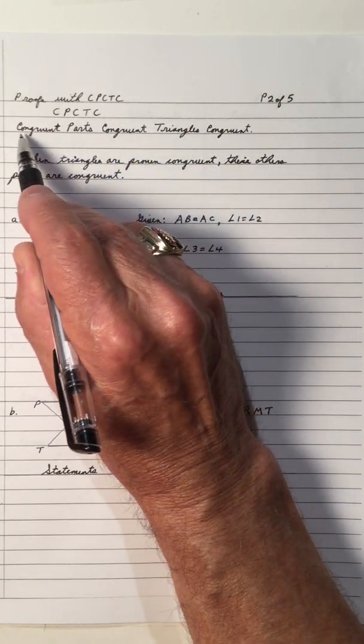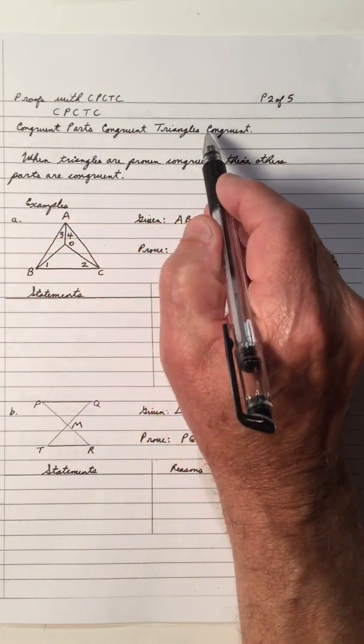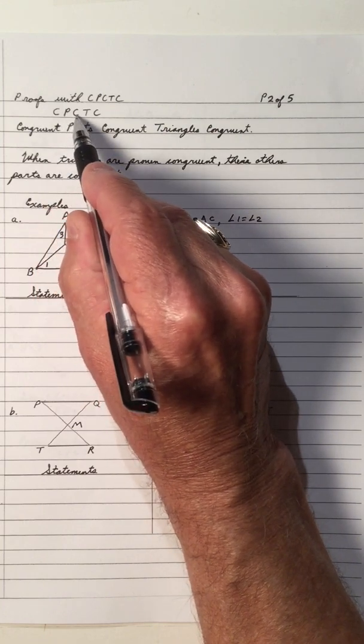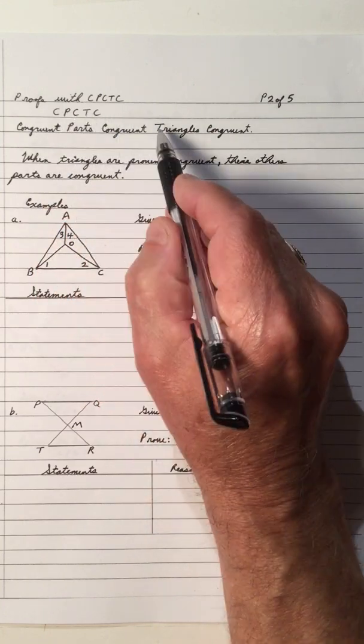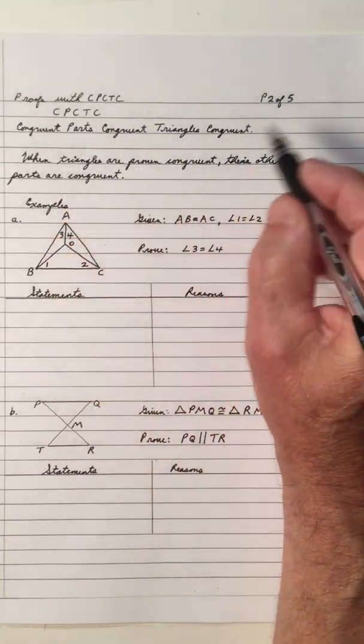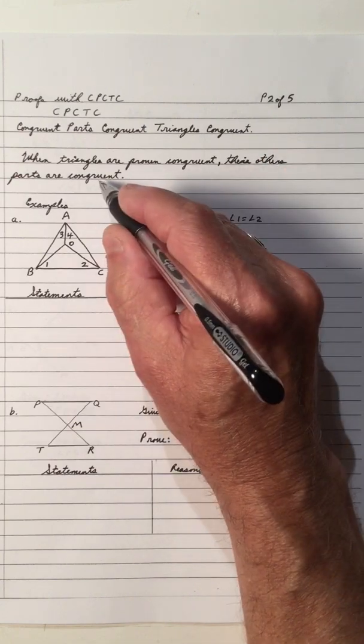CPCTC stands for Congruent Parts of Congruent Triangles Congruent. CPCTC, the first letters in the statement. When triangles are proven congruent, their other parts are congruent.